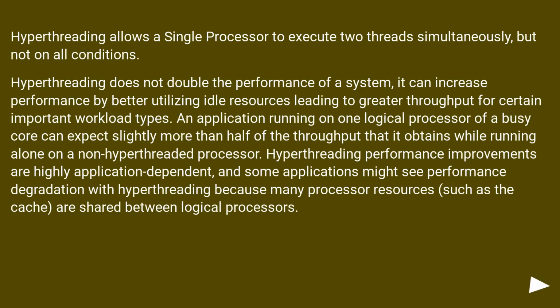Hyperthreading allows a single processor to execute two threads simultaneously, but not under all conditions. Hyperthreading does not double the performance of a system, but it can increase performance by better utilizing idle resources, leading to greater throughput for certain important workload types. An application running on one logical processor of a busy core can expect slightly more than half of the throughput that it obtains while running alone on a non-hyperthreaded processor. Hyperthreading performance improvements are highly application dependent, and some applications might see performance degradation with hyperthreading because many processor resources, such as the cache, are shared between logical processors.